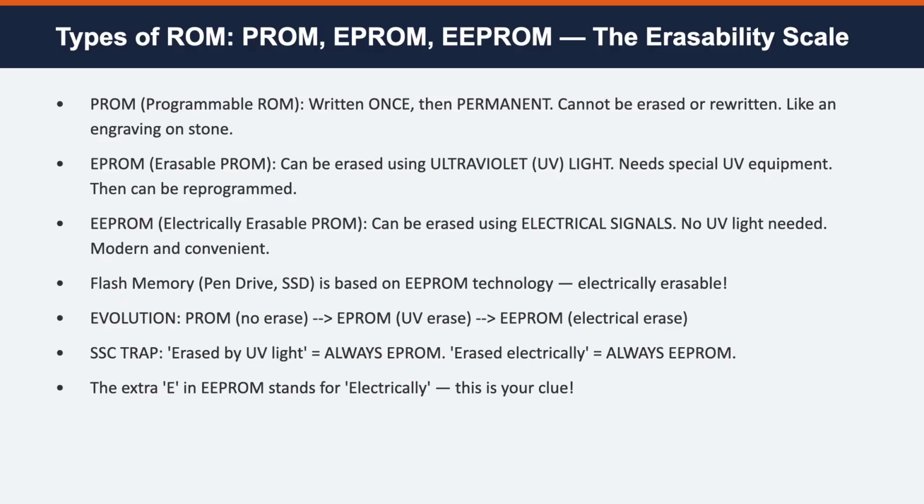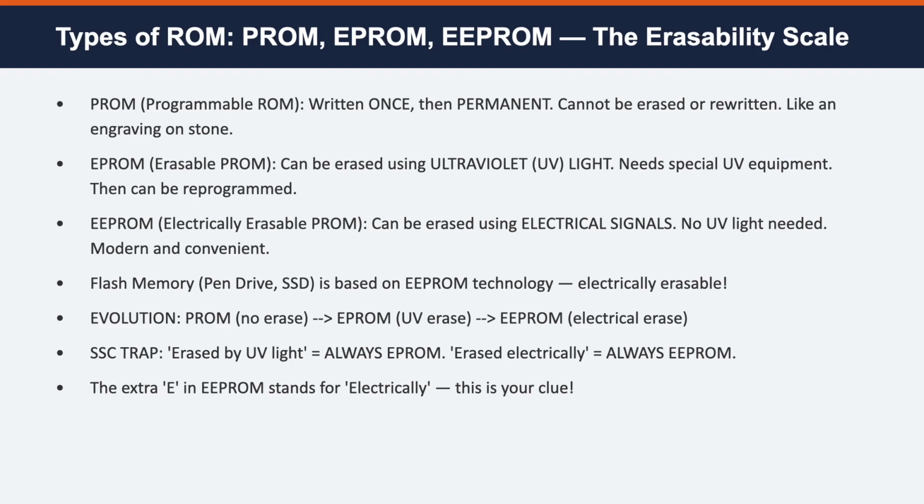You cannot erase it. Think of it as carving your name into stone. Once it is carved, it is there forever. Step 2, EPROM, erasable PROM. Now we can erase the data, but how? You need a special ultraviolet light lamp. You place the chip under the UV light, the data gets erased, and then you can reprogram it.